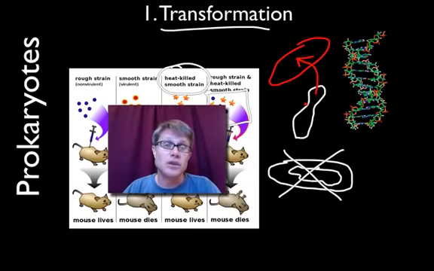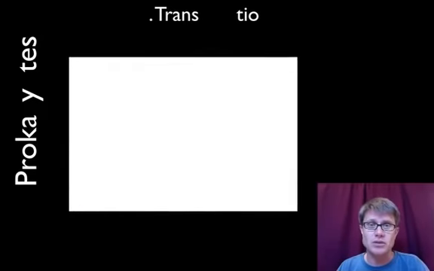Now, we actually use this. We transform bacteria so we can use that in genetic engineering, for example, to have them make a protein for us. That's how we started making insulin. But it's a strategy that they use to pass those traits from one bacteria to another.